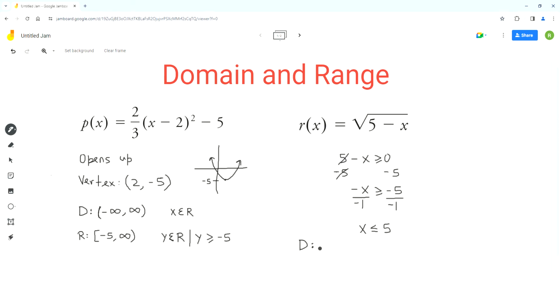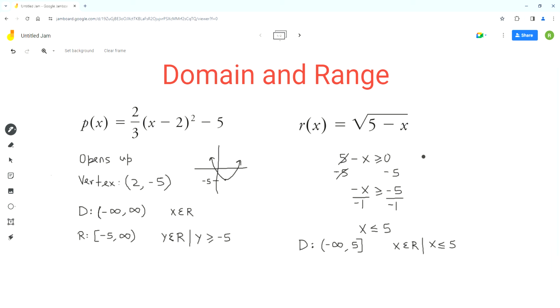So in interval notation, we'll write it as (-∞, 5], and 5 is part of the domain. And in the other notation, we'll write it as x ∈ ℝ, and x is less than or equal to 5. So 5 can be part of the domain because if we sub in x as 5, we get the square root of 5 minus 5, which is 0, and the square root of 0 is 0.